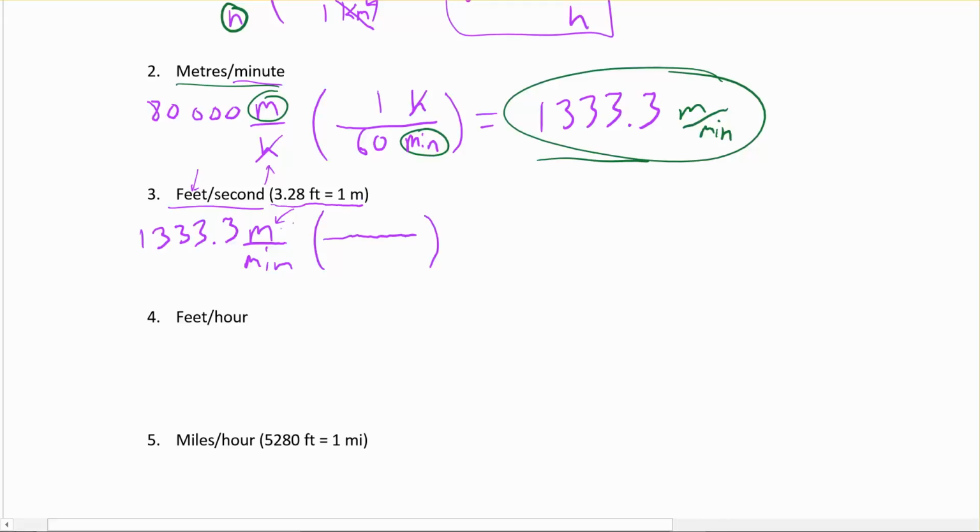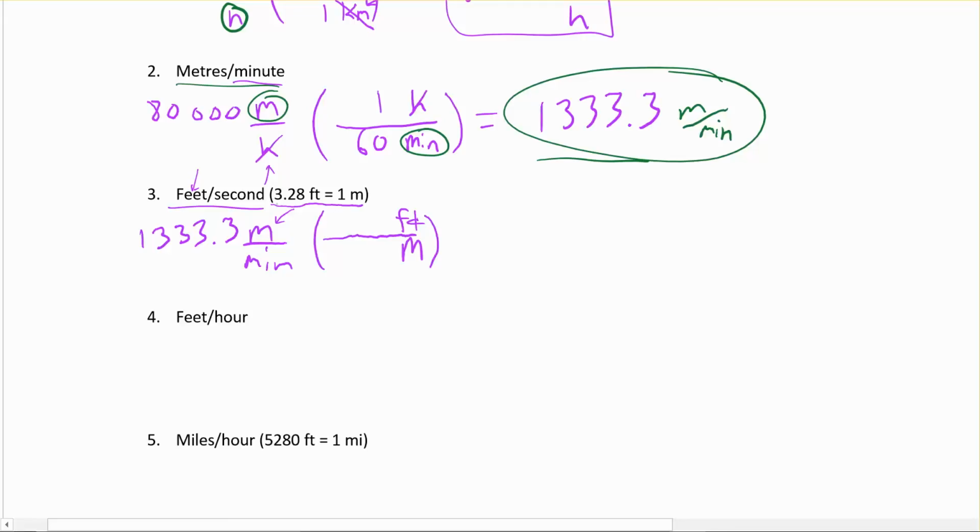So would you put the meters on the top or would you put it on the bottom? You'd put it on the bottom because we want our meters to cancel, right? Meters up there cancel with meters down there. So meters on the bottom, feet on the top. Okay, feet on the top.